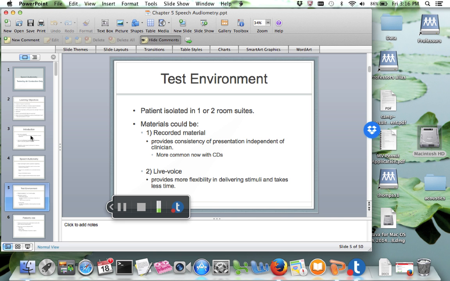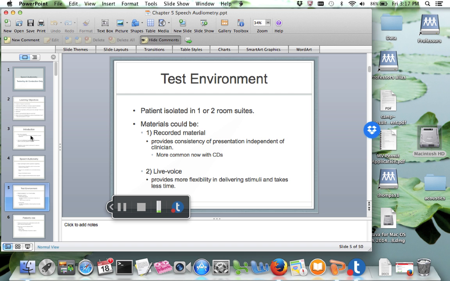To do speech testing, there are 2 ways to do it. It can be done with recorded materials or with live materials. Recorded materials are word lists on a CD. These CDs are standardized. You don't have to worry about your accent, or about a mispronunciation that means the person doesn't hear it correctly. With the recorded material, it's standardized, so it's a smart thing to use recorded material.